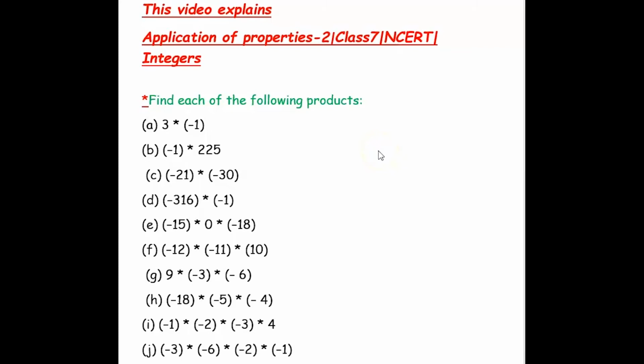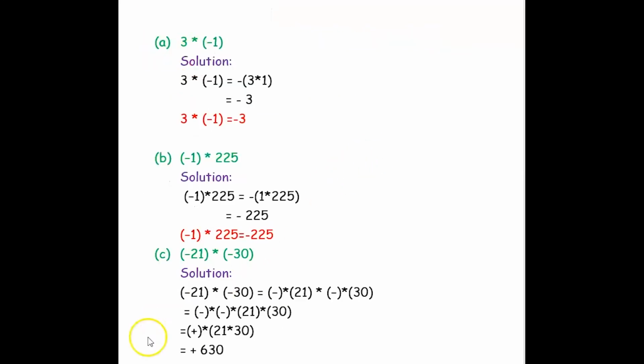In this video, we are going to see a few examples on application of different properties of integers. The first question is 3 into negative 1. So, 3 into negative 1 can be written as negative 3 into 1. So, we can take the negative sign out and we can multiply 3 into 1. 3 into 1 is 3 and we can write the negative sign. So, it is negative 3. So, 3 into negative 1 is negative 3.